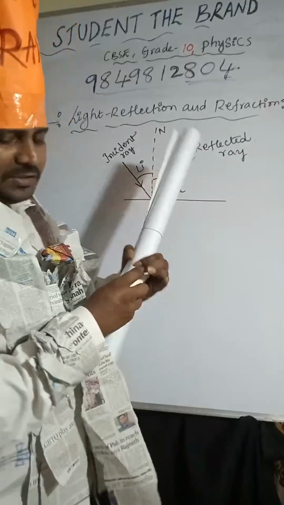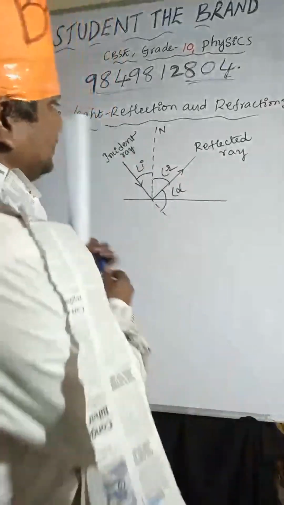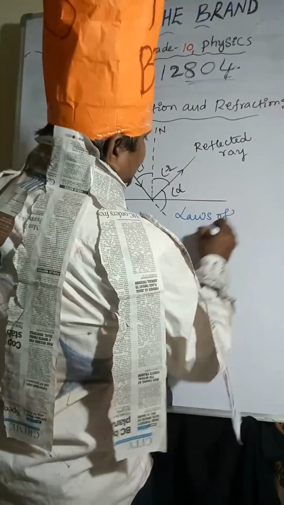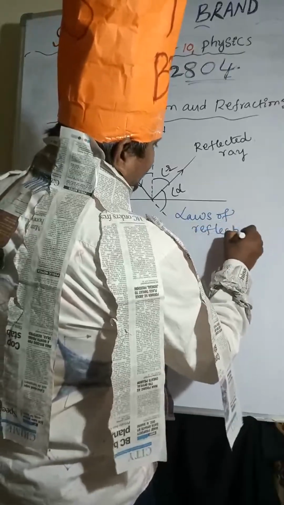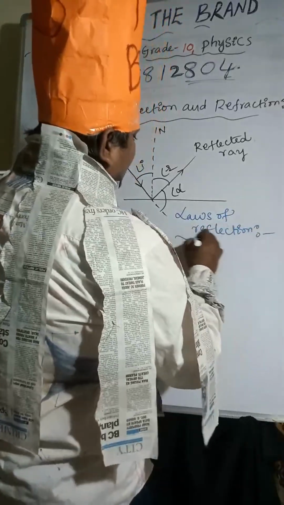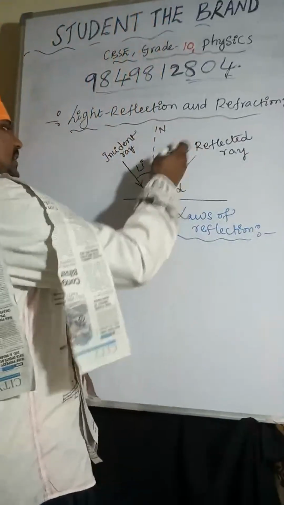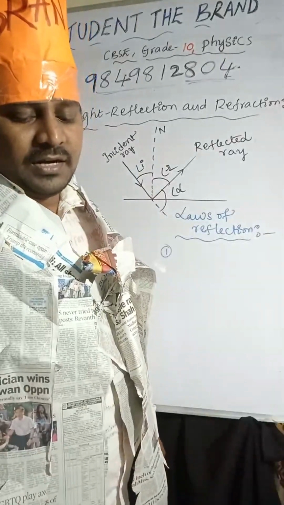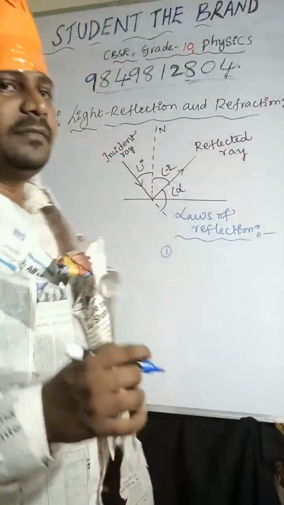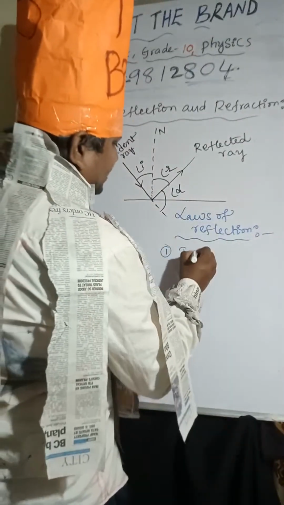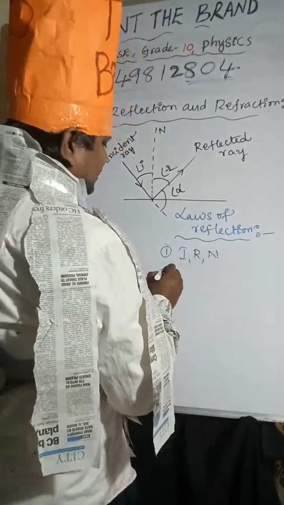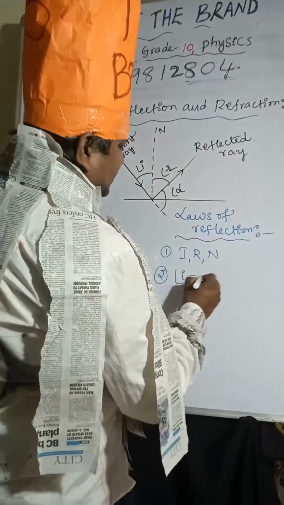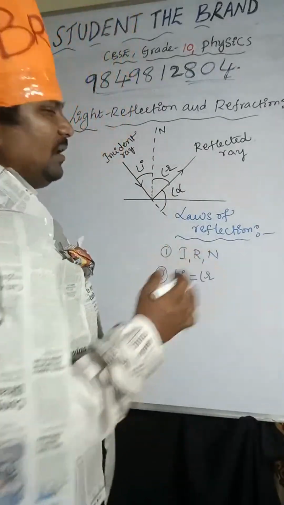Coming to the laws of reflection. First, the incident ray, reflected ray and normal line lie on the same plane. Second, the angle of incidence is equal to the angle of reflection.